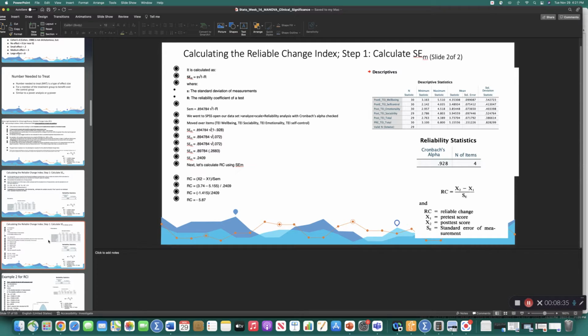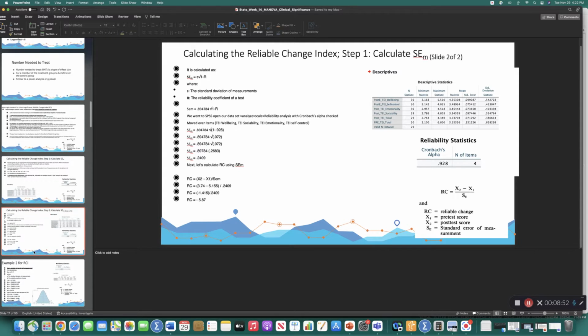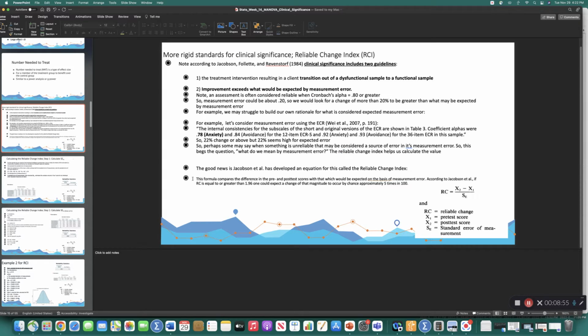The standard error of measurement is calculated as the standard deviation times the square root of 1 minus r, where r is the reliability coefficient of a test. That value is used in the denominator of the reliable change index. According to Jacobson and colleagues, if the reliable change index is equal to or greater than 1.96, one would expect a change of that magnitude to occur by chance approximately 5 times in 100. Then we would say that the improvement exceeds what would be expected by measurement error, and Jacobson and colleagues would say that the requirements are met for clinical significance.